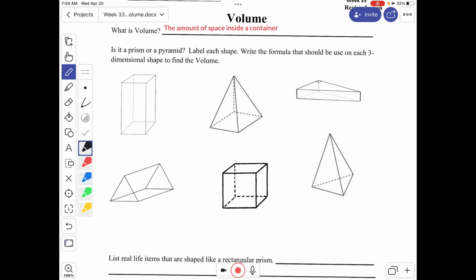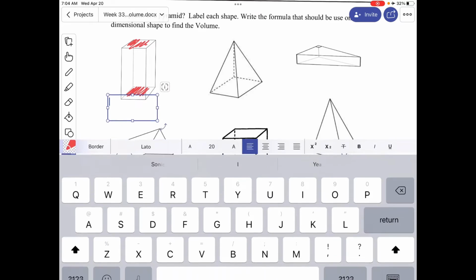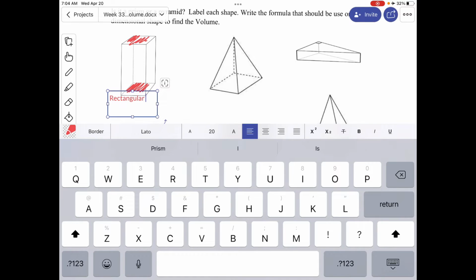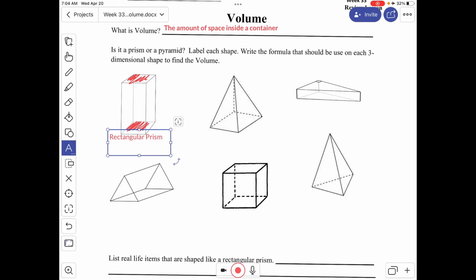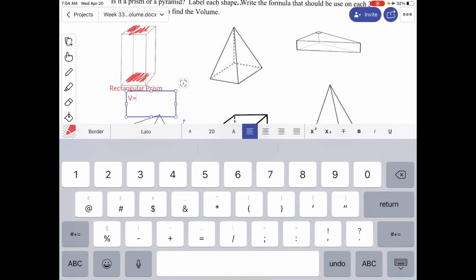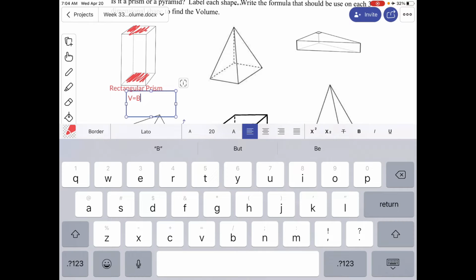We're going to label each of these shapes and write the formula. So this first one here has two bases. And the shape of that base is a rectangle. And prisms and pyramids are both named for the shape of their base. If it has two bases, like this, then it is a prism. And according to our formula sheet, the formula for a rectangular prism is volume equals area of the base times the height.